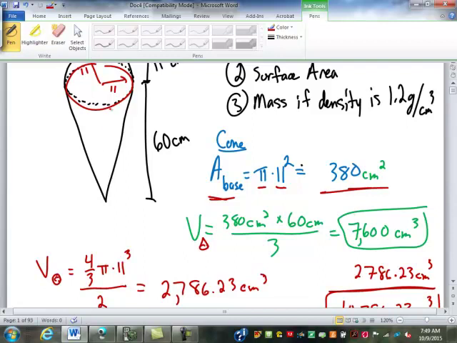So then for the cone, the volume is always the area of that base, the area of that circle, times the height, which is the 60, and then divided by 3 because it's a cone or pyramid. So that gave us the 7,600. Then for the sphere, volume of a sphere is always just 4/3 times pi times radius cubed. And we divided it by 2 because it's only half a sphere.